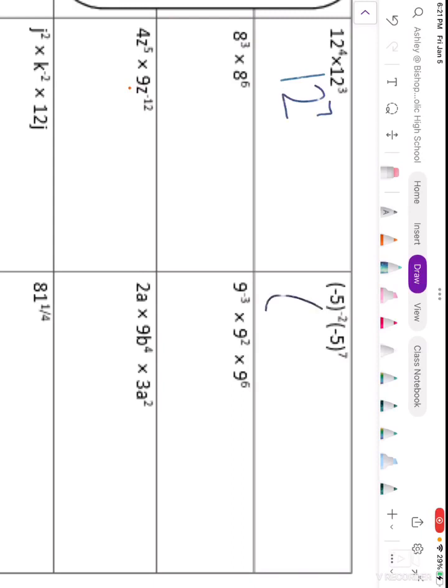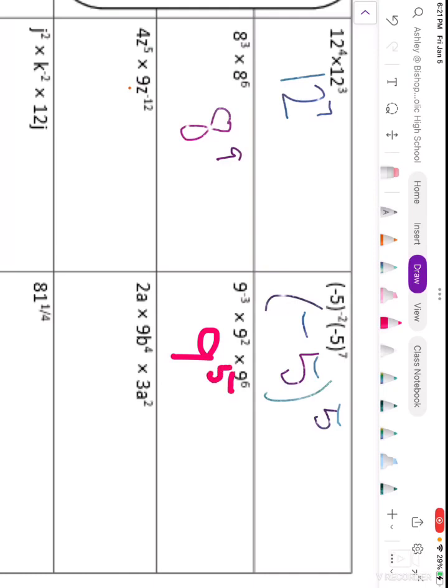Here, negative 5 is our base. We'll keep it in parentheses so we know that the negative is part of it. Negative 2 plus 7 is positive 5. With 8 as our base, 3 plus 6 is 9. Here, 9 is our base. Negative 3 plus 2 is negative 1, plus 6 is 5.